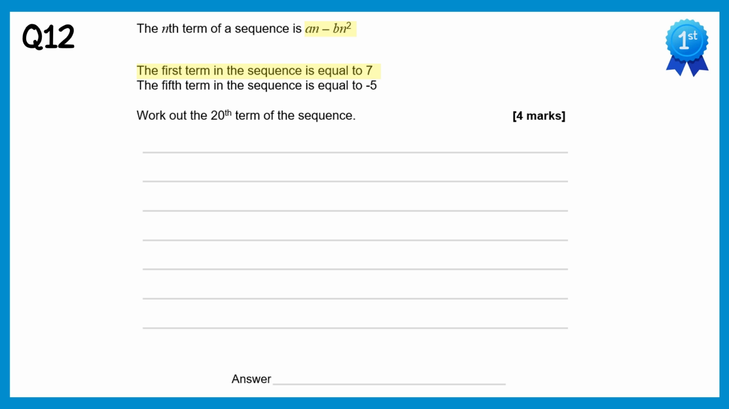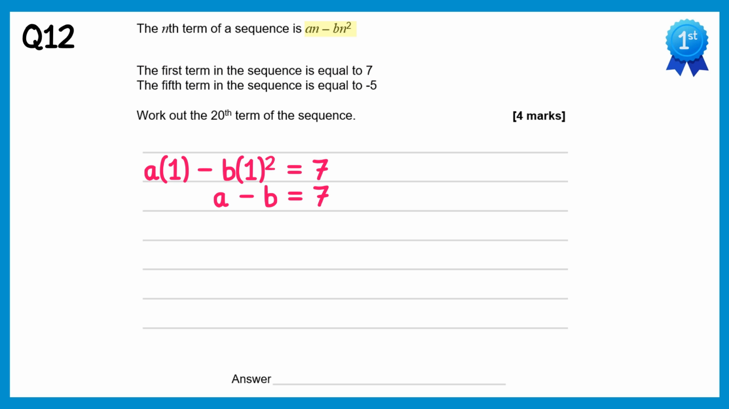So we've got a times n, so a times 1, minus bn squared, so minus b times 1 squared, and this must give us 7. Well, a times 1 is just a, and 1 squared is 1, so b times 1 is just b. So we end up with a minus b equals 7.